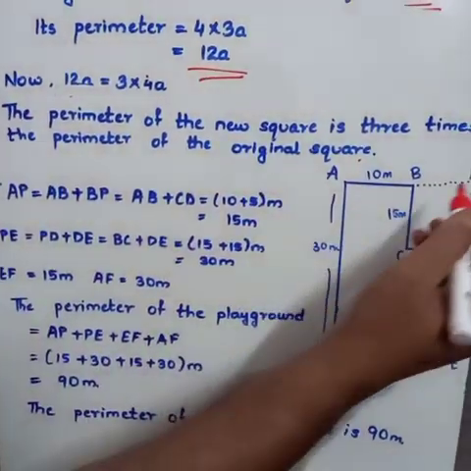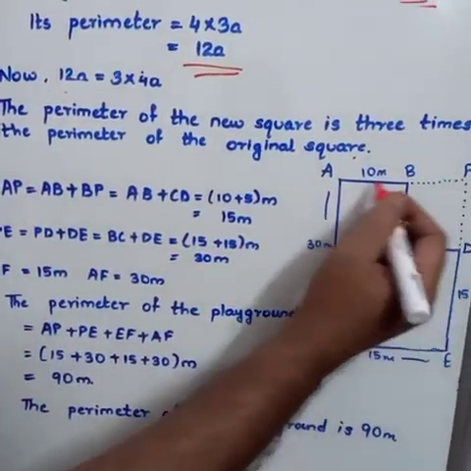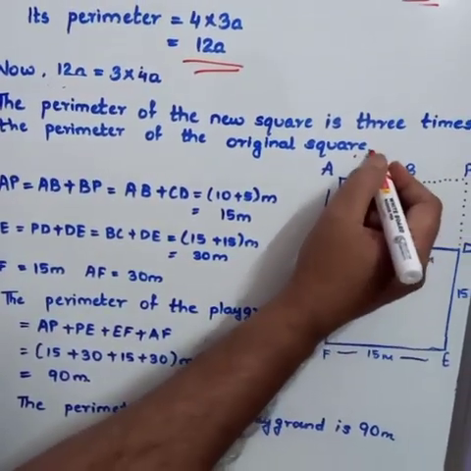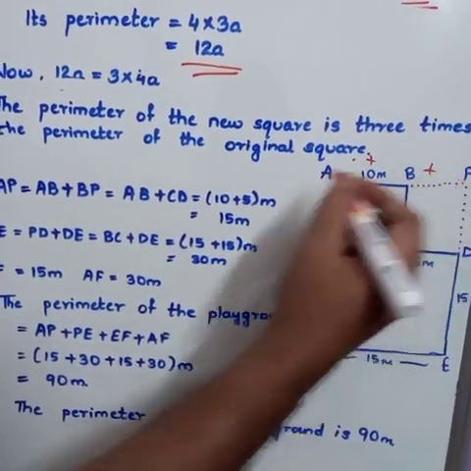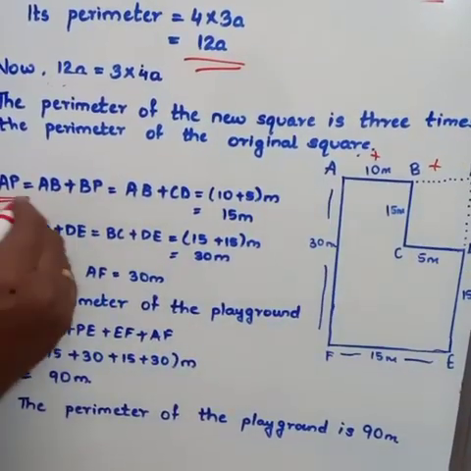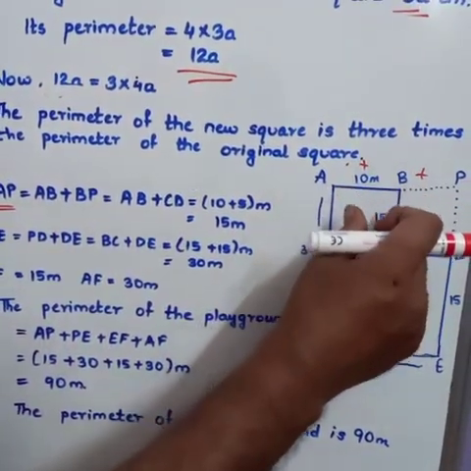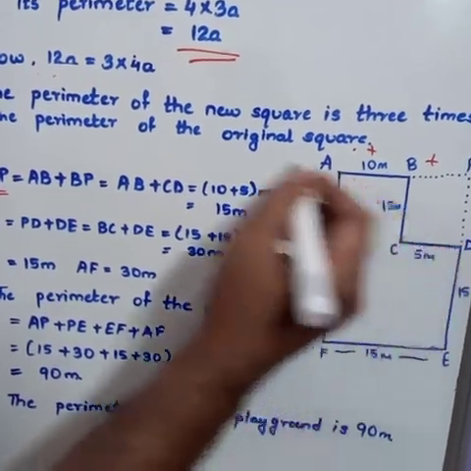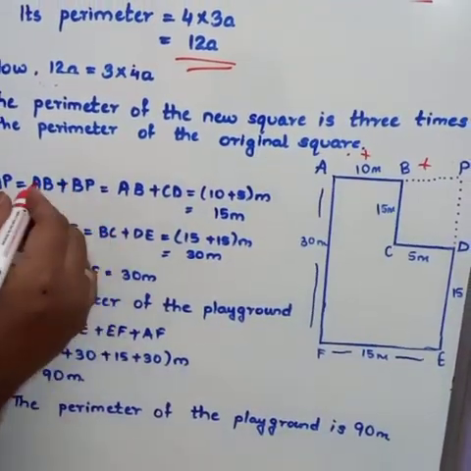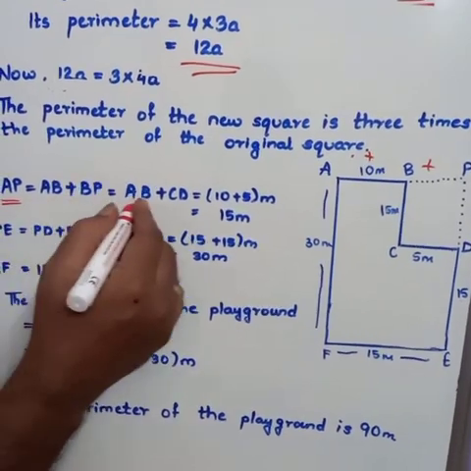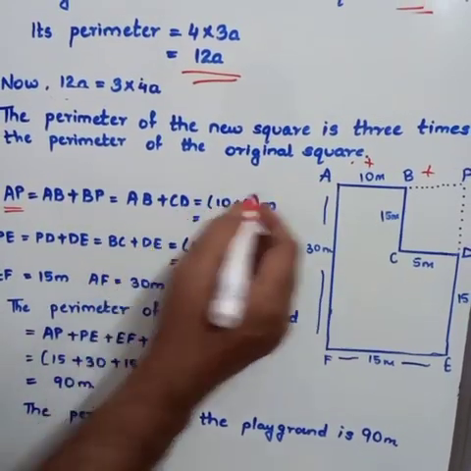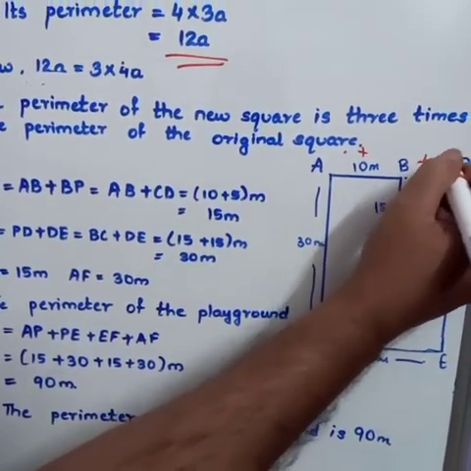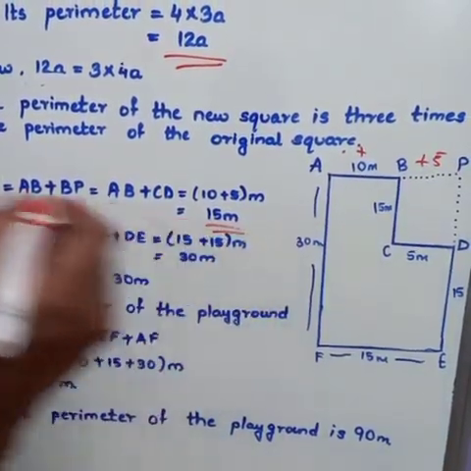So we'll consider AP first. What is AP? That is AB plus BP. So AB plus BP comes up to AP. In the same way, AB plus CD is also AP. So AP plus BP is equal to AB plus CD, that is 10. This is 10 and this is 5. So that's altogether 15 meter.